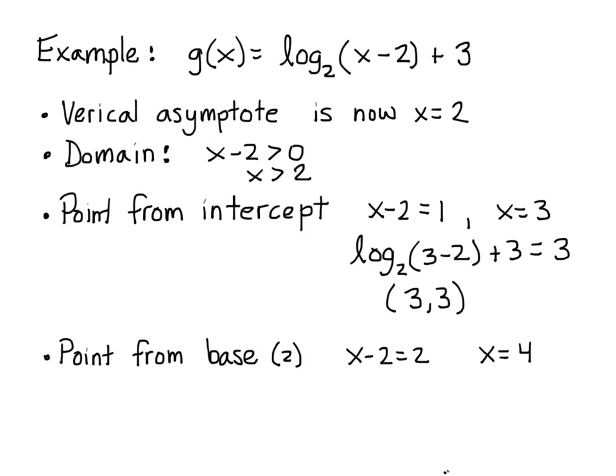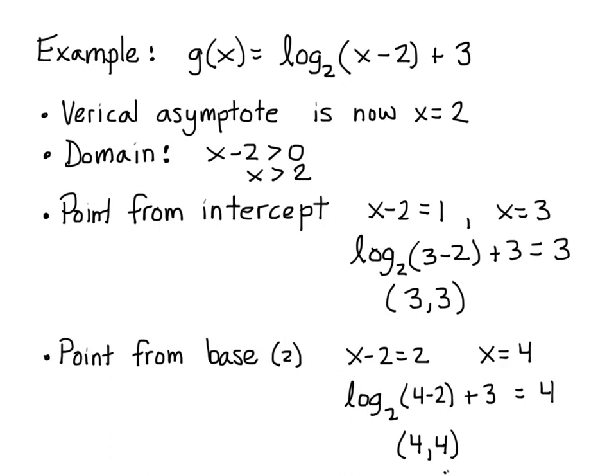Okay, so I'm setting this expression that's inside the log function, x minus 2, equal to 2, and so I know I have to have x equals 4 in order for this value to be 2. And so when I stick it in my equation, I get 4 minus 2 is 2, so log base 2 of 2 is 1, plus 3 is 4, and so I have another point, (4, 4).